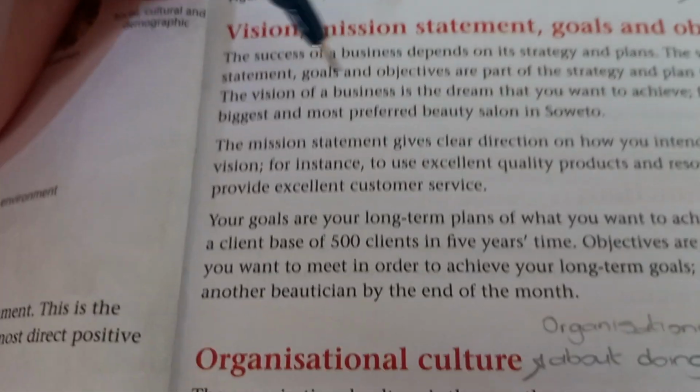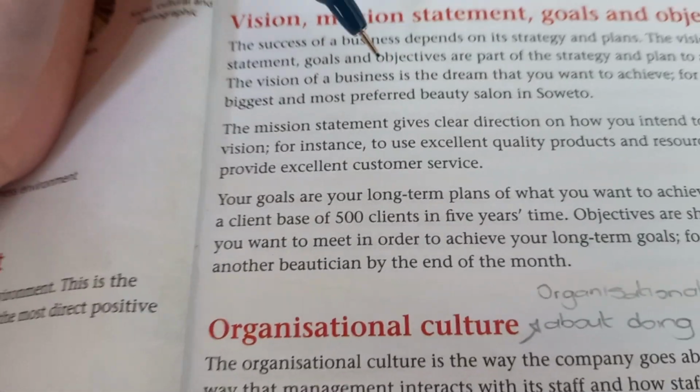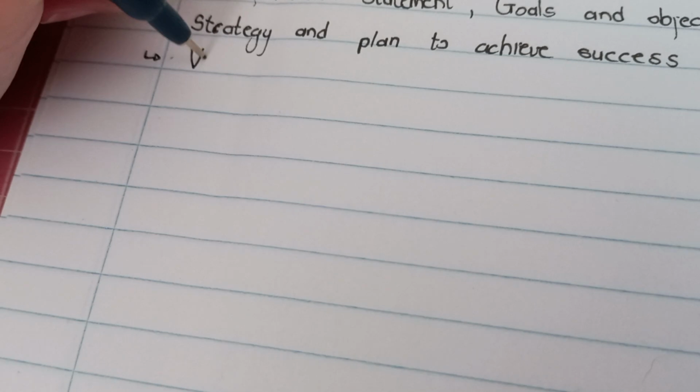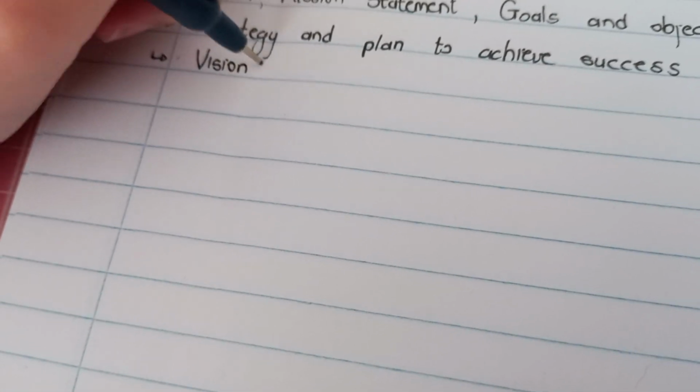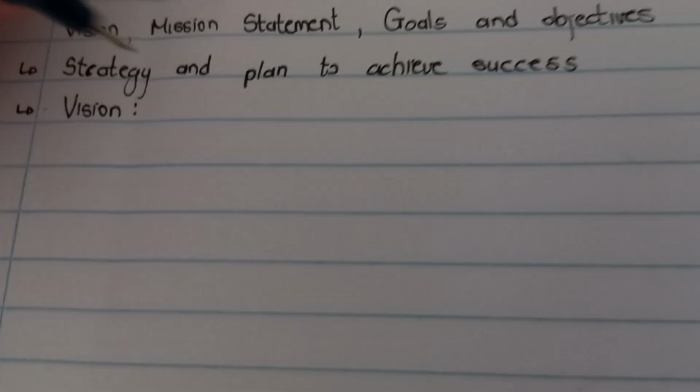Okay, the vision of the business is the dream you want to achieve. For instance, to be the biggest and most preferred beauty salon in Soweto. Okay, so you're just going to do this. You're going to go like this. Vision, okay, because now they told us what the vision is. And they've said, yeah, the vision of a business is the dream that you want to achieve. So you're going to say, dream that you want to achieve.